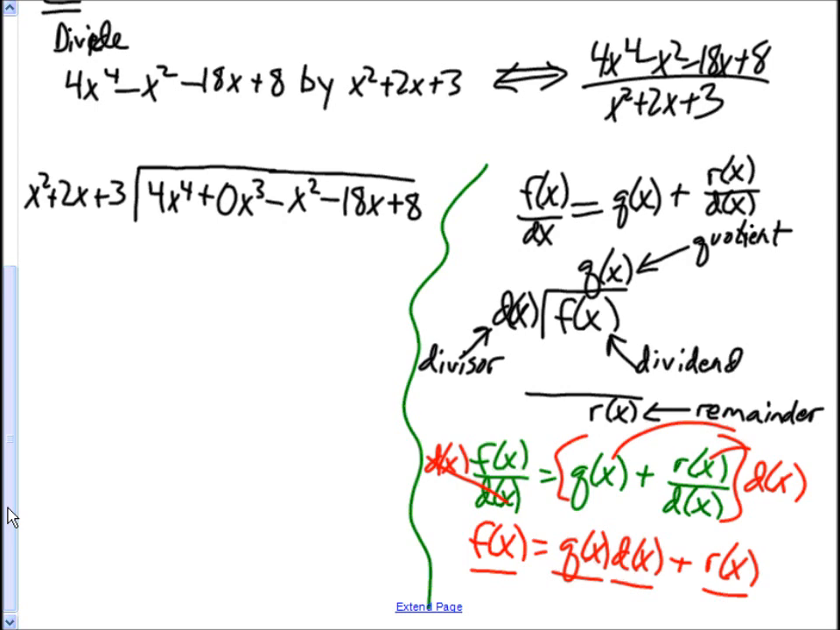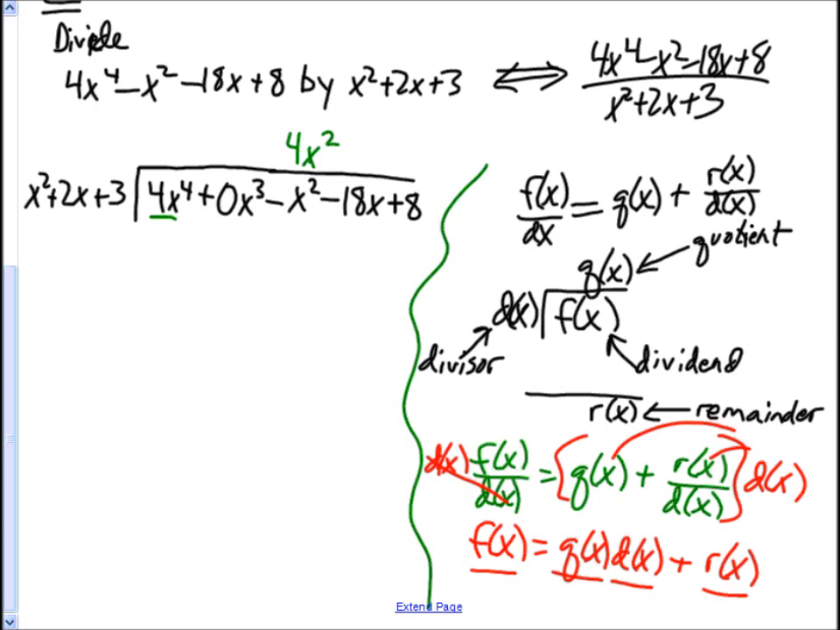So I'm looking at this 4x to the fourth term and I'm trying to match it. So I say, what times x squared gives me 4x to the fourth? I say, oh, it's got to be 2x squared. Now I put that right above the same degree. So 2x squared times x squared, I'm sorry, good grief, that's not true. It's 4x squared.